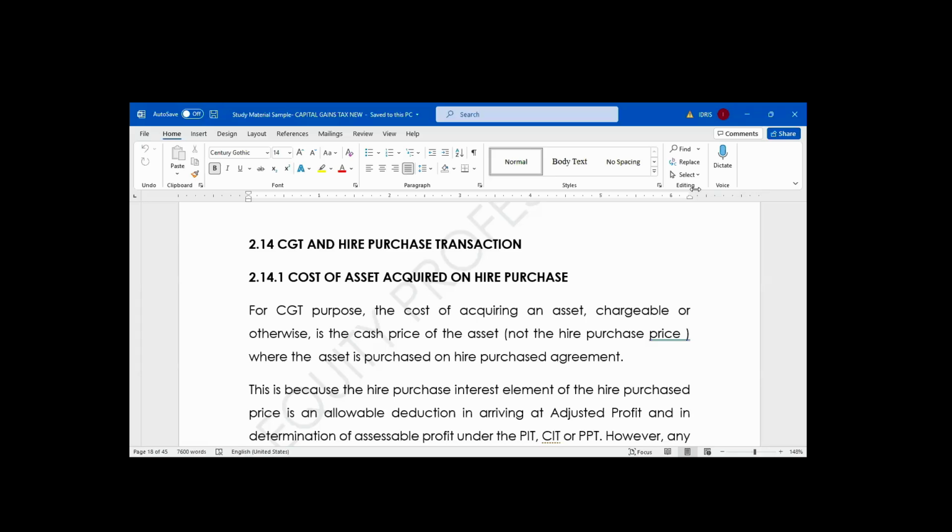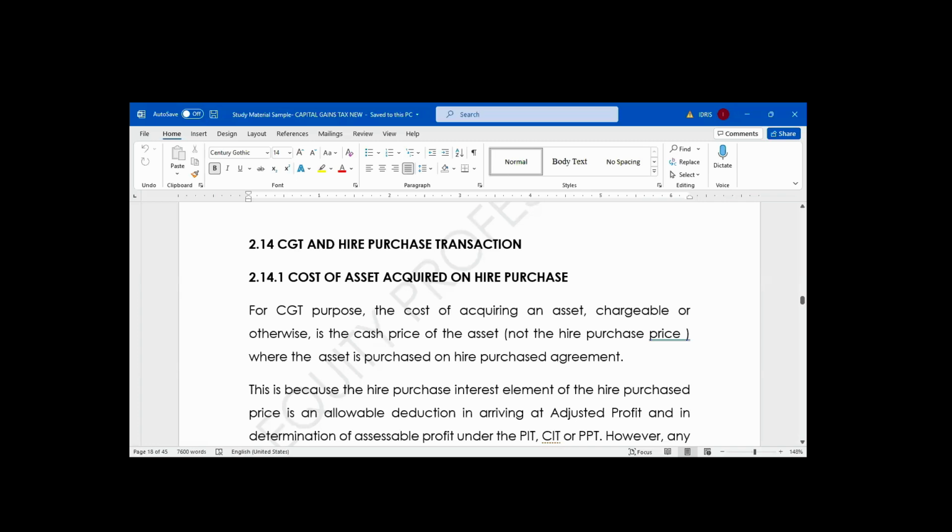Now, when you acquire an asset on hire purchase, maybe after you finish paying the installments, you dispose the asset. If you want to calculate the capital gain tax on the asset, it is going to be the sales proceed less the cash price. Under capital gain tax, interest is not recognized as part of cost of acquisition. We don't recognize interest.